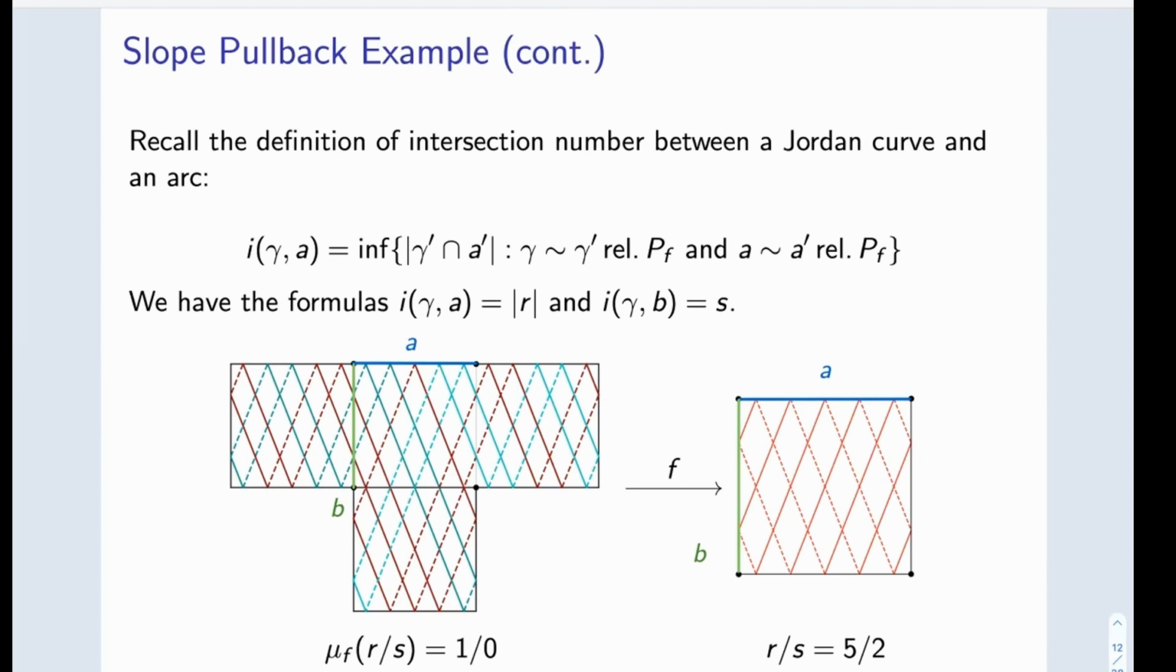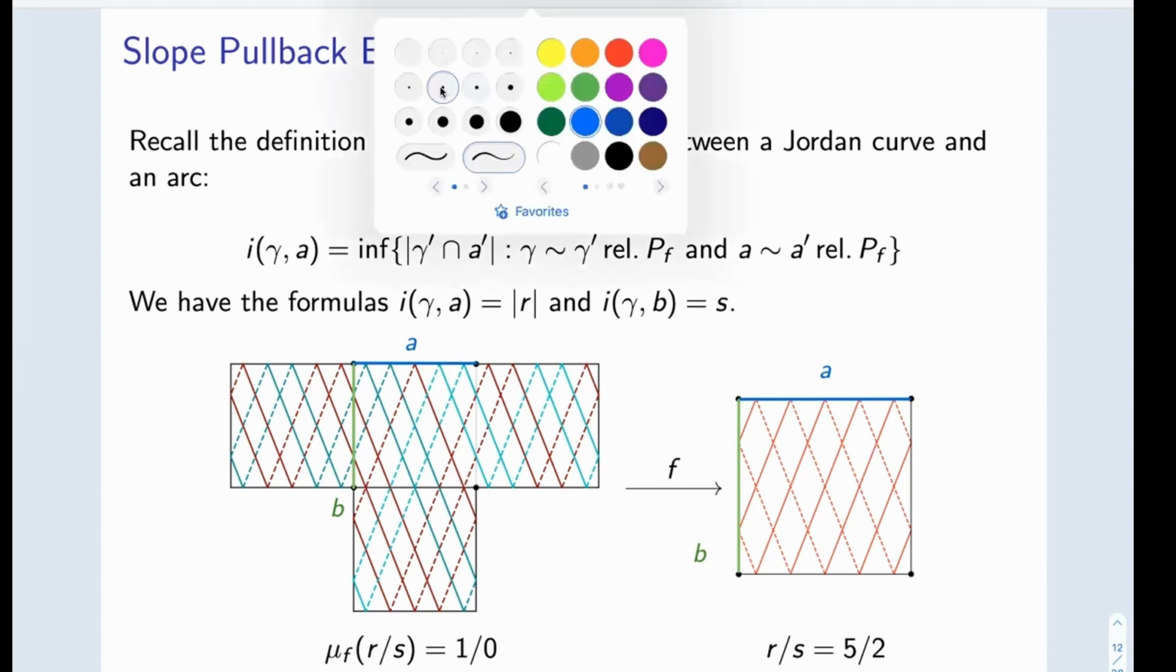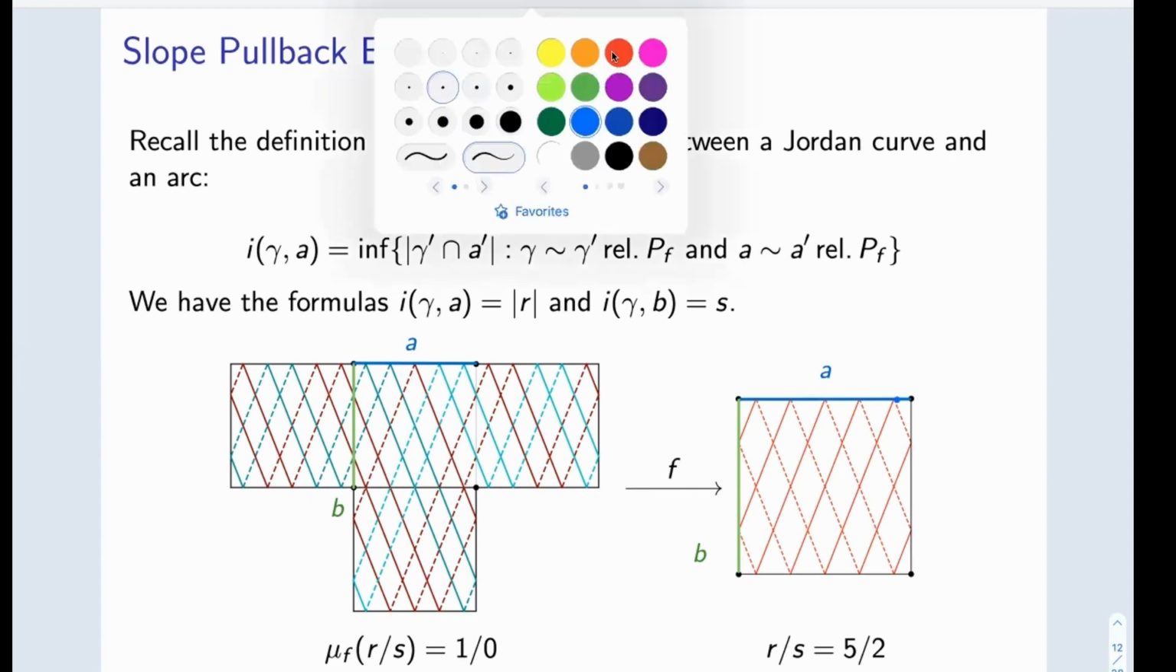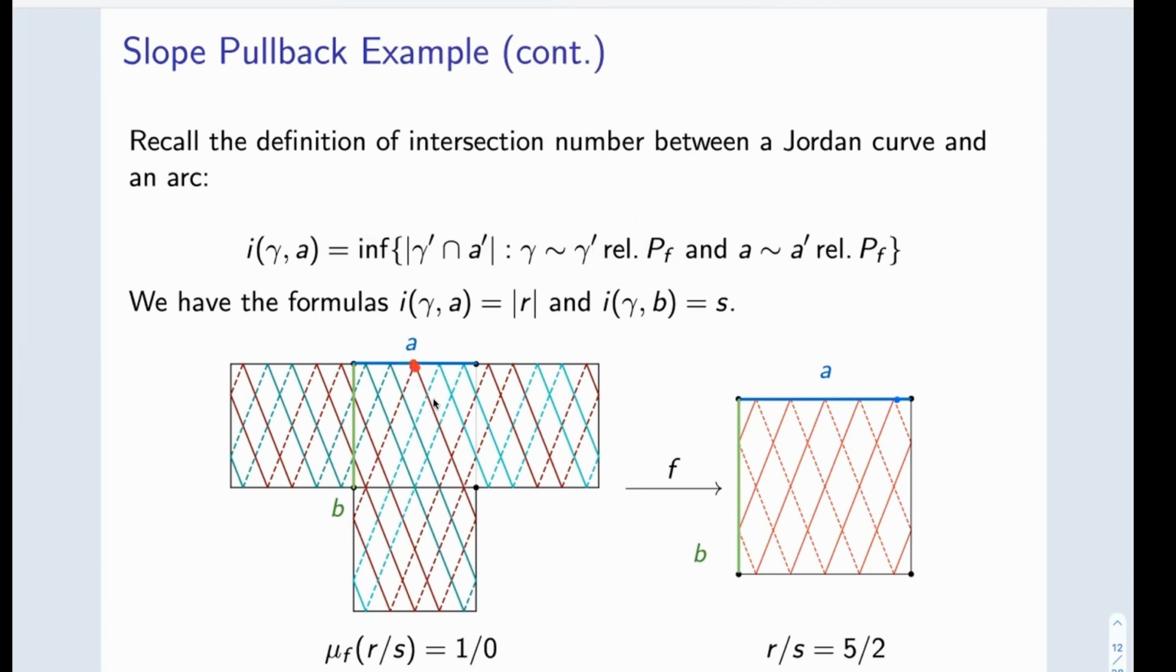And in this case, on the image pillow, I see that I intersect 1, 2, 3, 4, 5 times. And the intersection with this particular arc is what's telling me my numerator. And then there are several components of the preimage on this side. So we can just pick one. Let's say we look at the red pullback. That's going to have exactly one intersection with my blue arc A. Okay. So since I have exactly one intersection, then that's also necessarily going to be a minimal position.